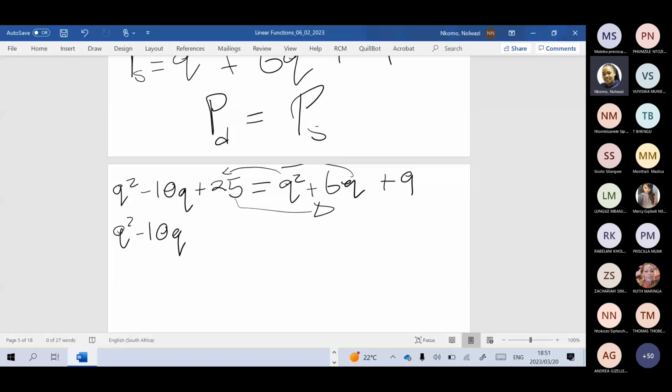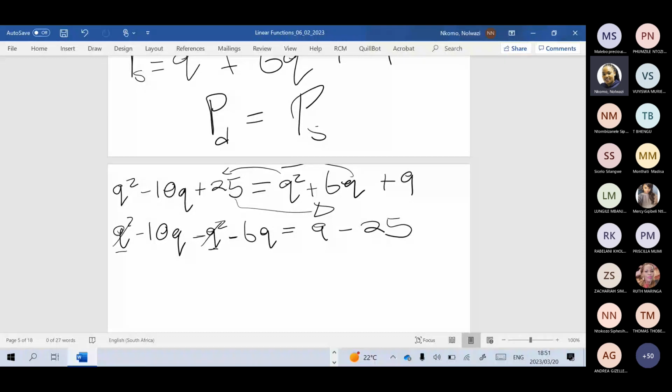The next step is to collect the like terms. We have q squared minus q squared, meaning the q squares cancel out, because it's like we have 1 minus 1. And then we have minus 10q minus 6q. If we add these, that means we have minus 16q. And then we have 9 minus 25, which is minus 16. We are trying to find the point, which is q in this case.